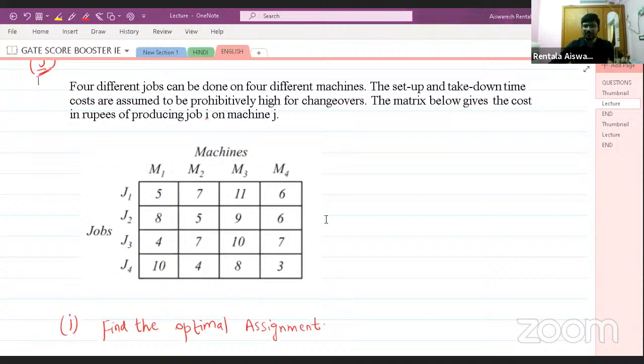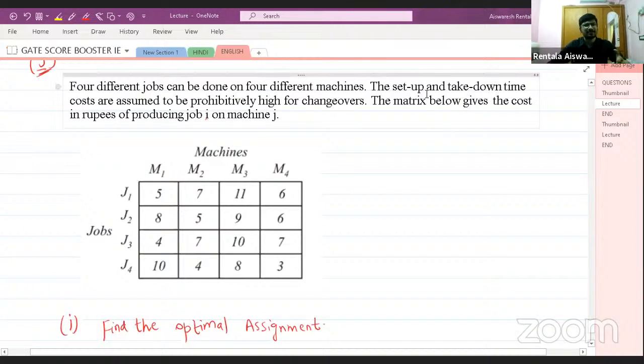4 different jobs can be done on 4 different machines. The setup and takedown time costs are assumed to be prohibitively high for changeovers. So actually this statement is not required. I have taken it from some textbook, so please try to ignore this statement. Not that much required for you.